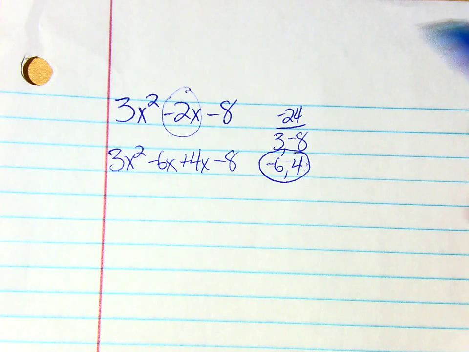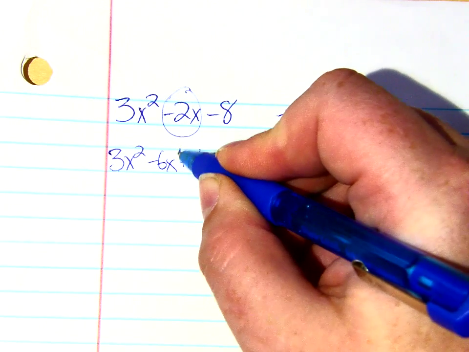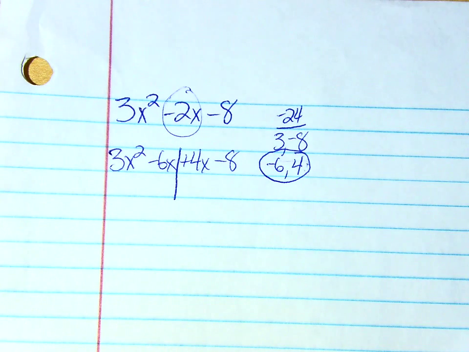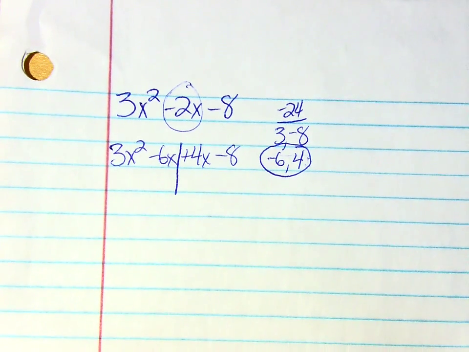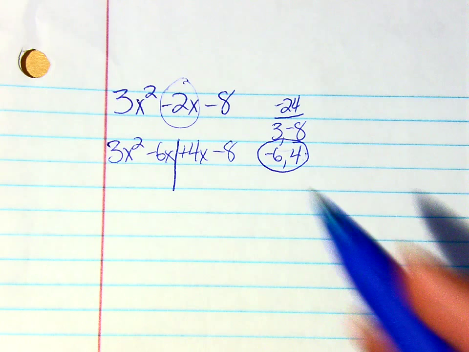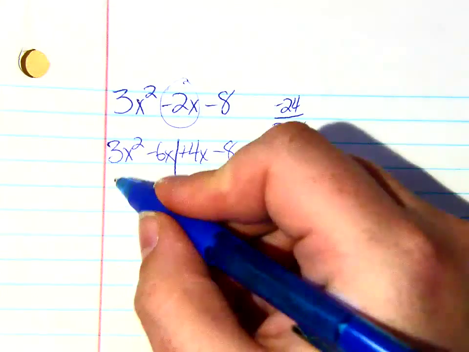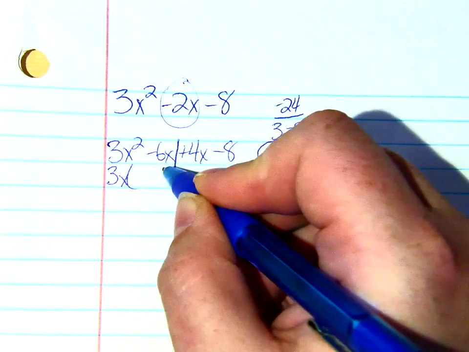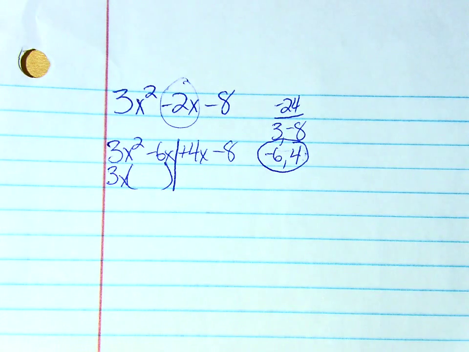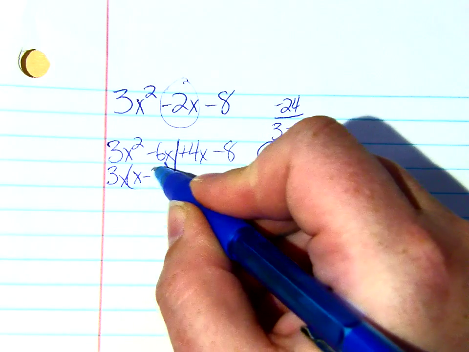Then I draw the line. You don't have to draw the line. That's not crucial, but I think it's much easier. And now I just factor each side. So look at the front here. What can you factor out? 3x. And what would be left? X minus 2.